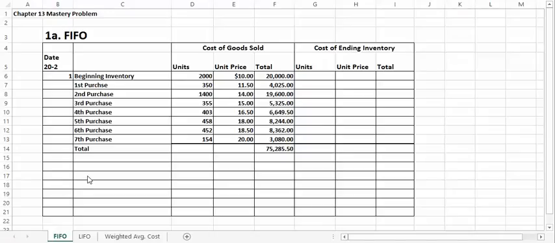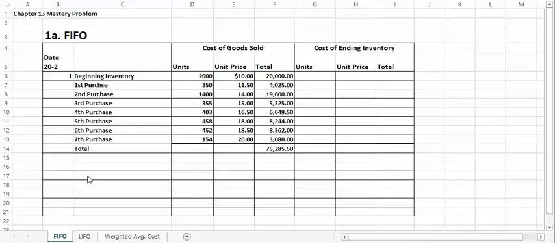Hello everyone. I just wanted to go over some hints on how to do the FIFO, LIFO, and weighted average for this week. So let's pretend that the numbers I have in cost of goods sold is the information from the textbook. I'm using different numbers so you cannot use what I have to do your homework with. This is just an example.